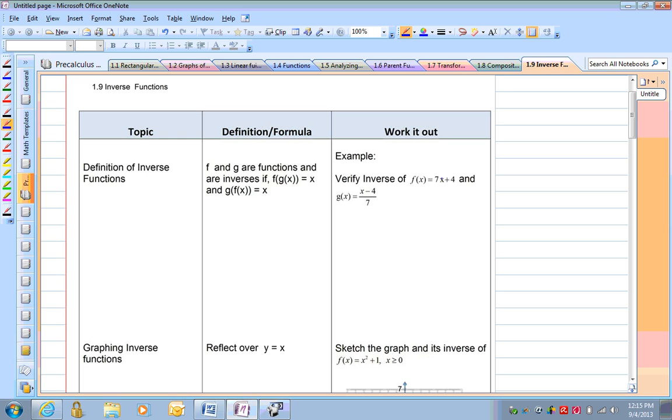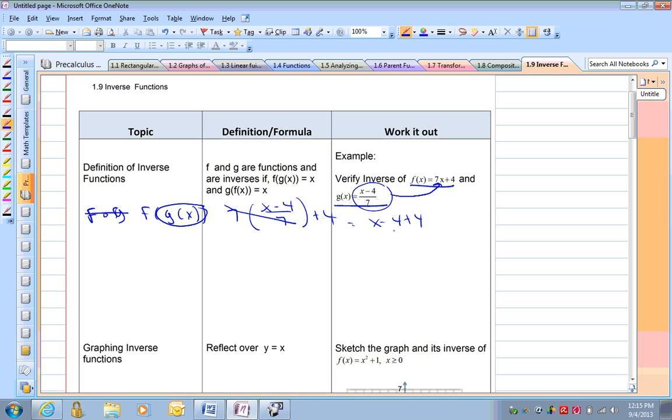So this is our f function and this is our g function. First we're going to try f of g, which we're going to rewrite, remember, as f of g of x. And we're going to substitute in our g information, which is all of this, into our f function for the x. So we would have 7 times all of this chunk of information, x minus 4 over 7, plus 4. And then let's simplify this. Well, our 7's would cancel, and we would have x minus 4 plus 4. The 4's would cancel, and we would have x.